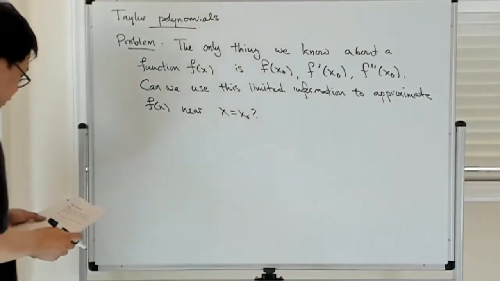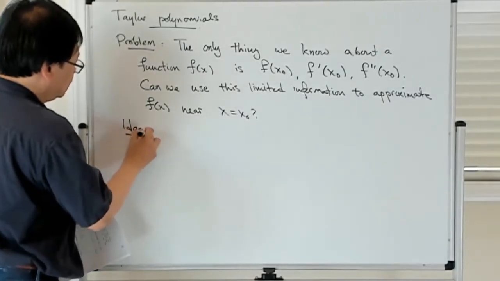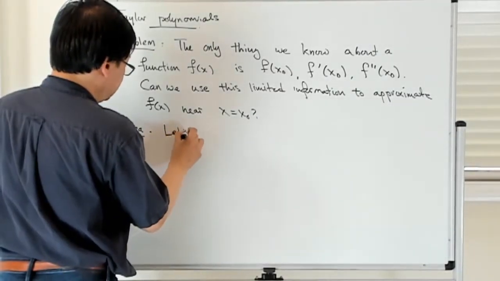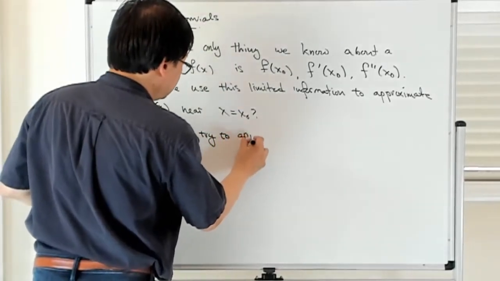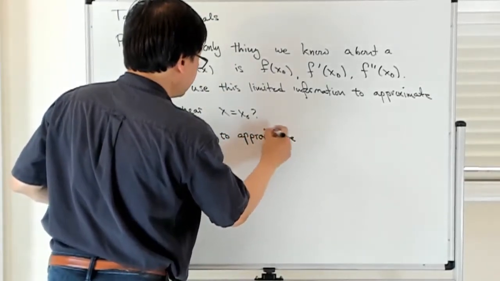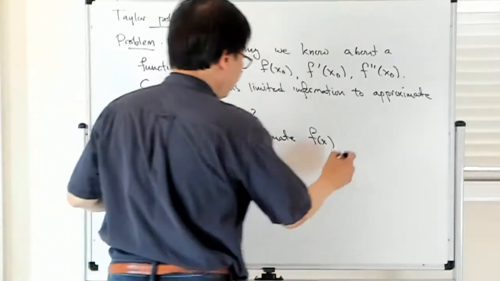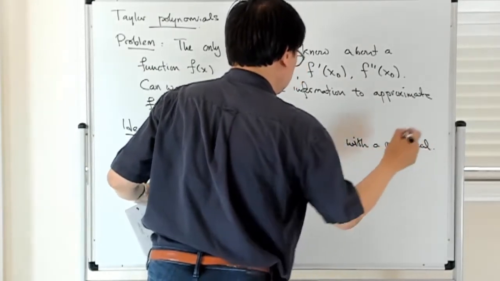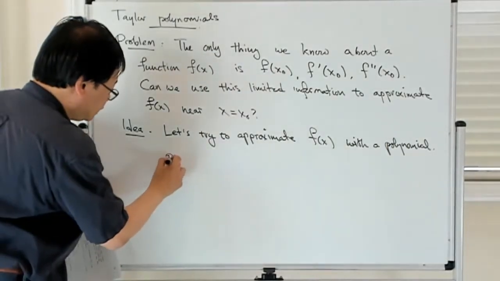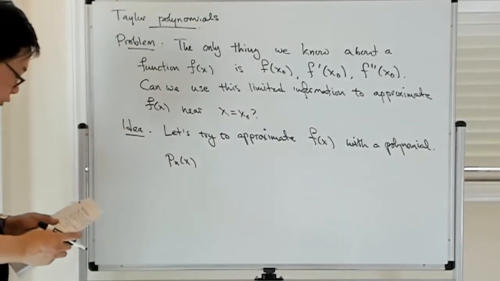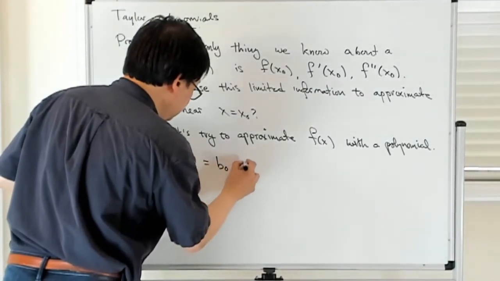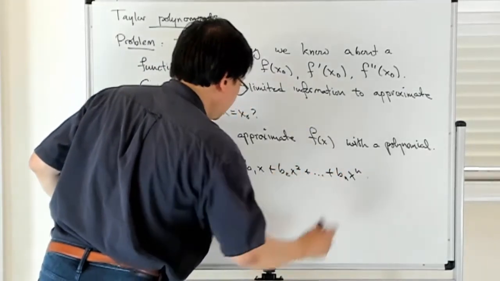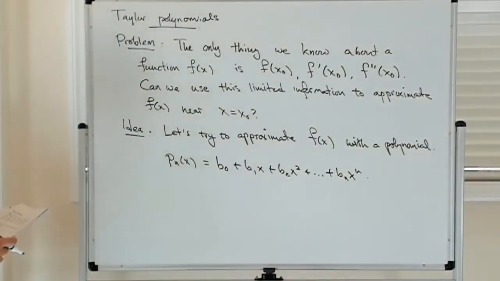So how do we go about doing this? The idea is as follows. Let's try to approximate f of x with a polynomial. Let's denote a polynomial of degree n, Pn of x, in the following way: b0 plus b1 x plus b2 x squared, all the way up to bn x to the n. Okay, so that's a polynomial of degree n.